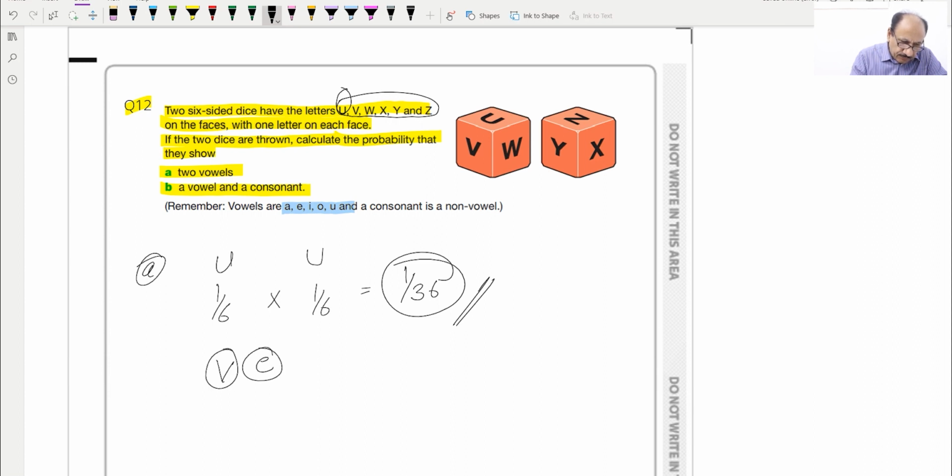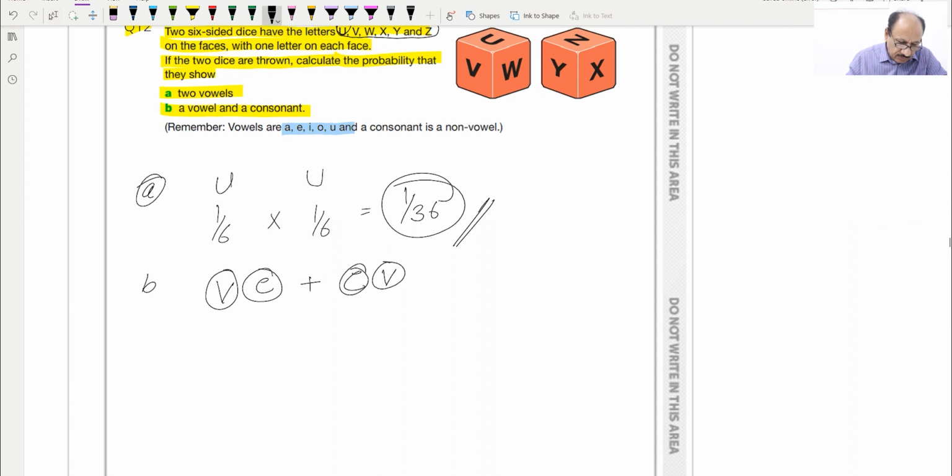So it can be this option, or it can be first consonant and then vowel. So these are the two options we will be taking, and we will be adding those two options, and this is the B part. For getting a vowel it will be 1 by 6, and for getting a consonant it will be the remaining 5, so it will be 5 by 6.